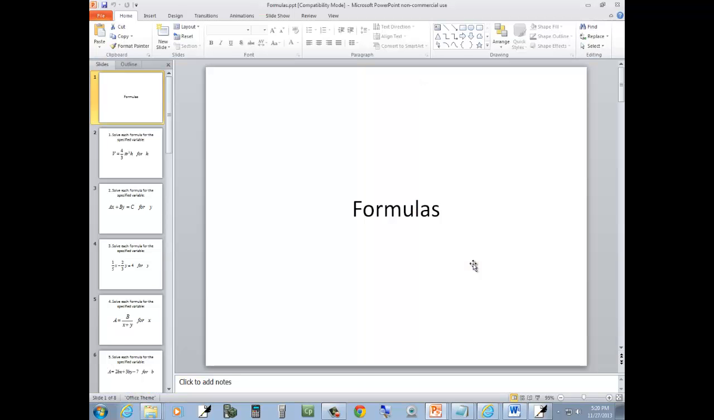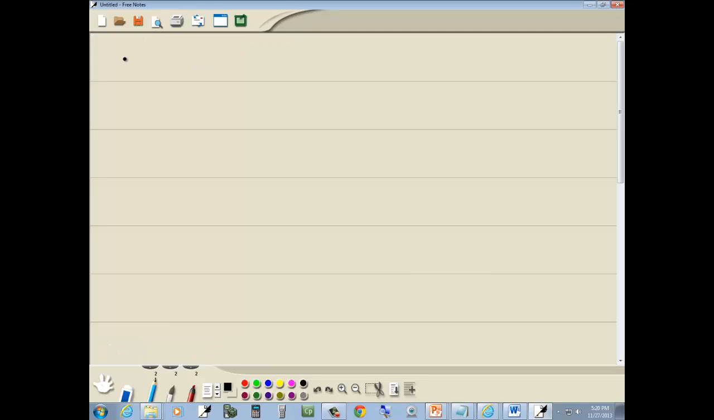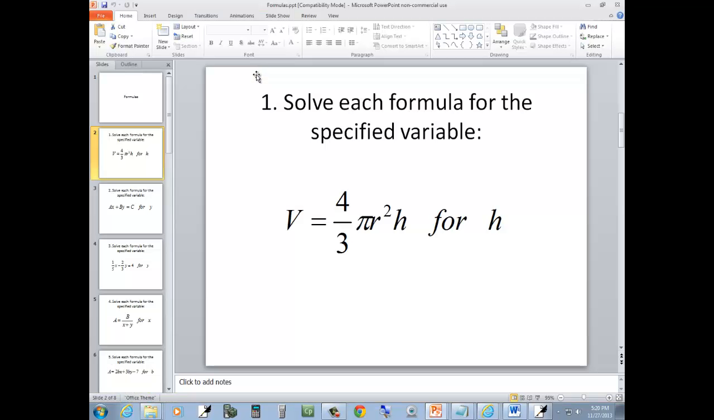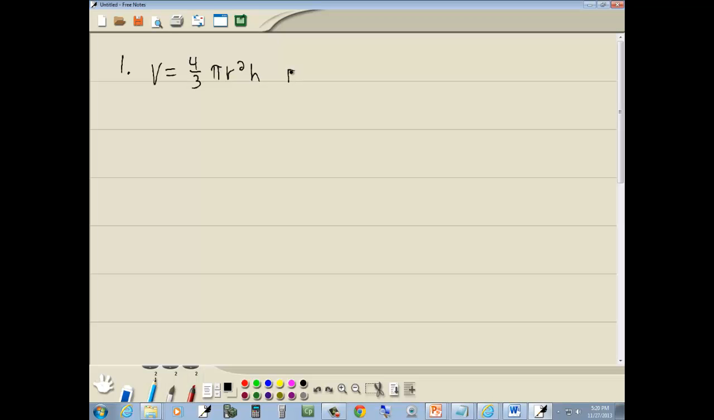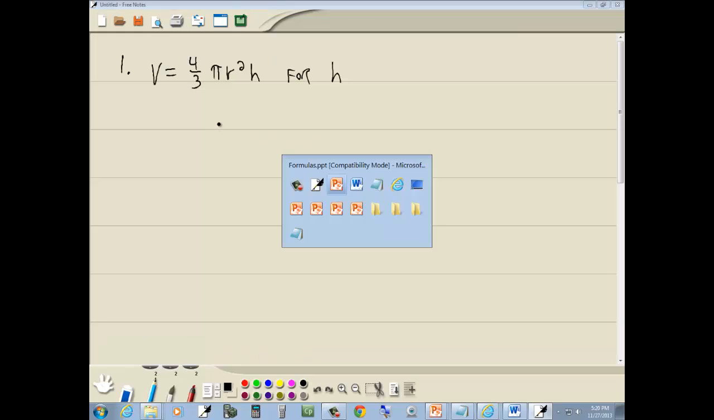So let's take a look at our first problem. Now some of these are actually formulas. Some of these are just ones I made up. But they will show you all the different techniques you need to solve any kind of formula. Now this one, we got volume, V is equal to 4/3 pi r squared h, and we're solving it for h. Solve each formula for a specified variable.